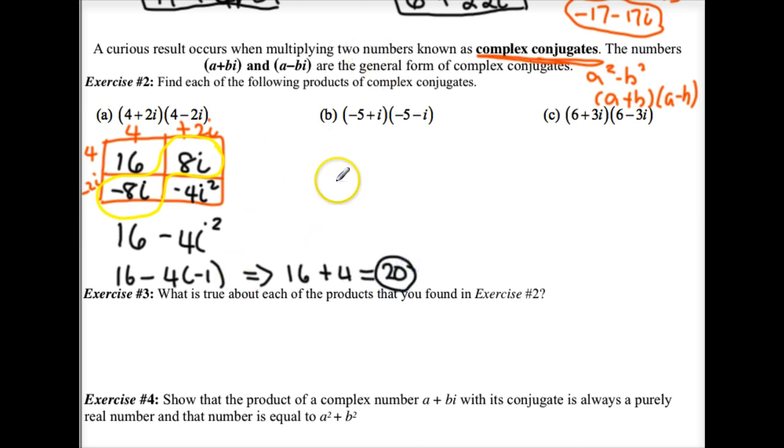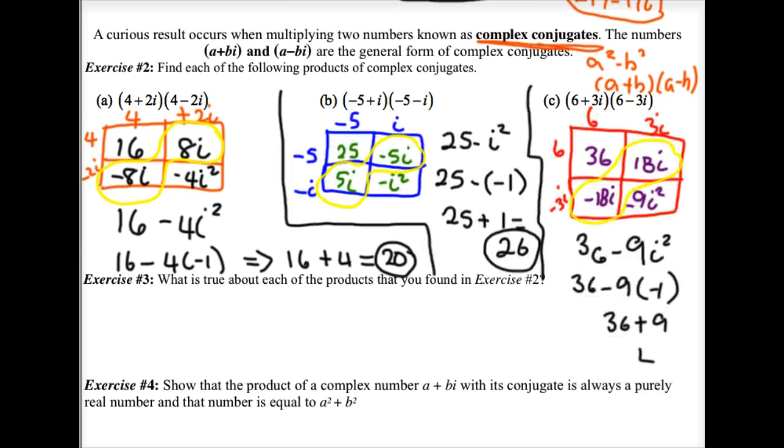Now go ahead, work these box methods out for B and C, and let's compare answers. Pause the video. Alrighty, for B, you should have gotten 26, and for C, you should have gotten 45. I want you to look at this step by step, go through each step that I did to make sure you got these answers.